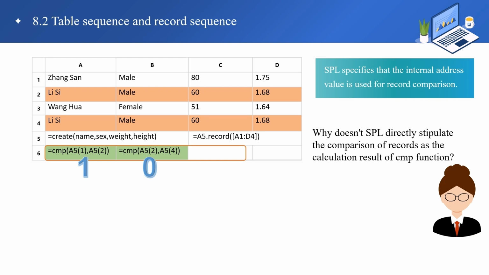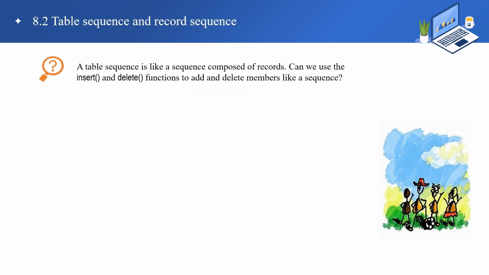Comparing whether the address stored in a record variable is the same to determine whether it is physically the same record is a relatively common operation which is often performed implicitly, such as the grouping operation to be discussed later. If the record comparison is stipulated as the result of comp operation, the action of comparing addresses will be much more troublesome or inefficient. Therefore, the SPL convention of the current rule is the result of weighing the computational efficiency and code complexity.